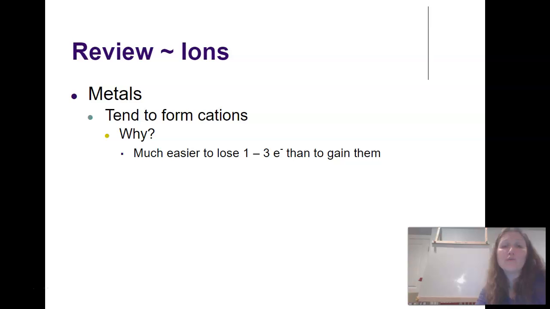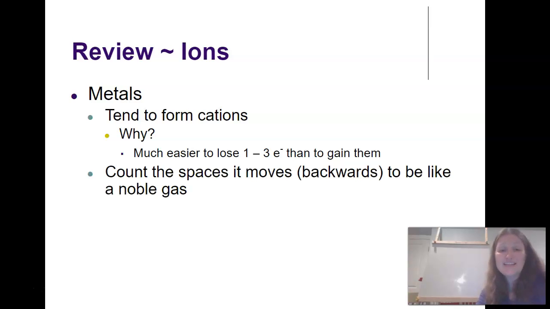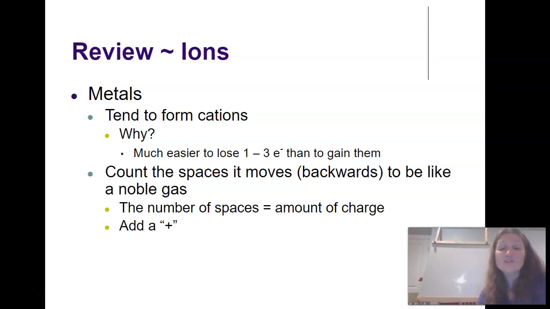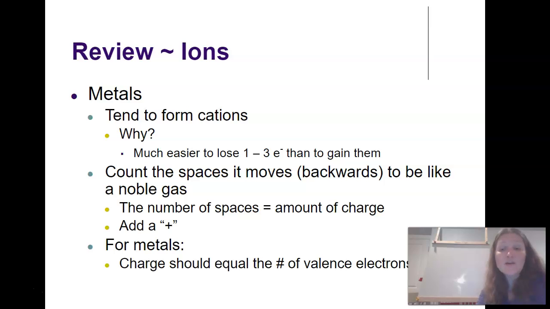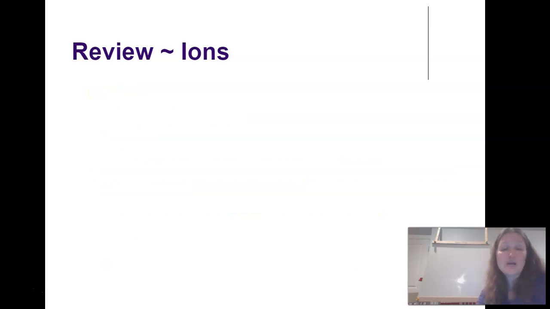And I want you to look through the review. So remember, metals tend to form cations, so it's easier to lose 1 to 3 electrons than gain them. So we count the spaces it moves backwards to be like a noble gas, and that tells us its charge, and we add a plus. Okay? So charge would equal the number of valence electrons.